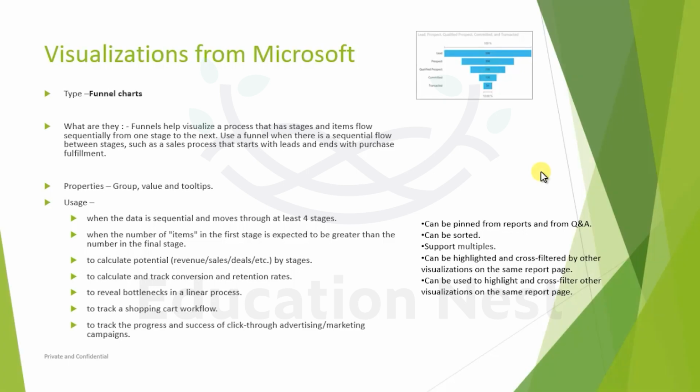The next chart we see is the funnel chart. What does a funnel chart do? Funnels help us visualize a process that has stages, where items flow sequentially from one stage to another. Use a funnel when there is a sequential flow between the stages, such as a sales process, leads, orders, or purchase fulfillment.